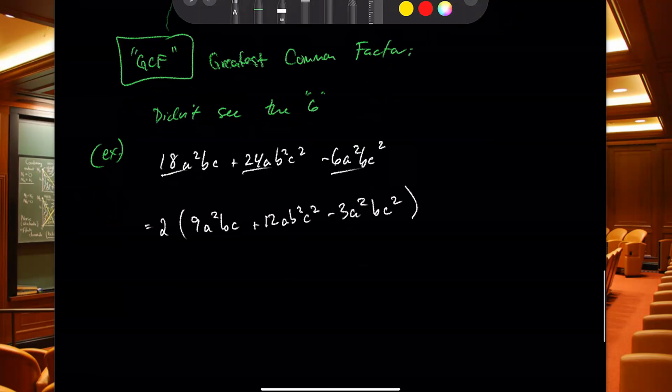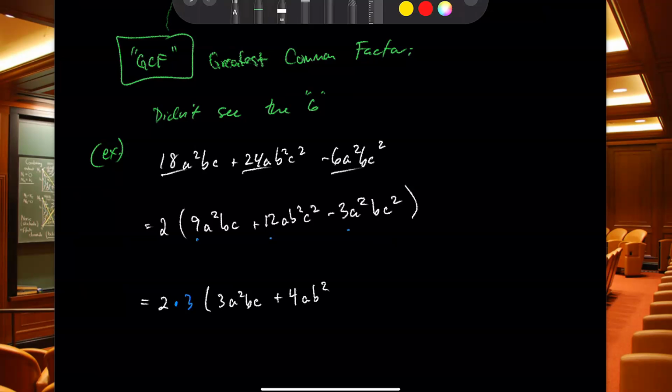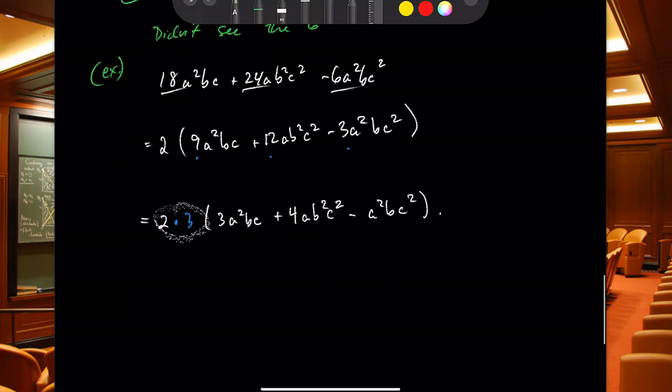I took out a factor that was obvious, and that actually helps me because now I look inside and I might see, hey, these are all divisible by 3 as well. What if I bring out a 3? What would that look like? Well, 2 times 3 leaves me with 3A squared BC plus 4AB squared C squared minus 1A squared BC squared. And so you see here now I have that 6, that 2 times 3, waiting for me.